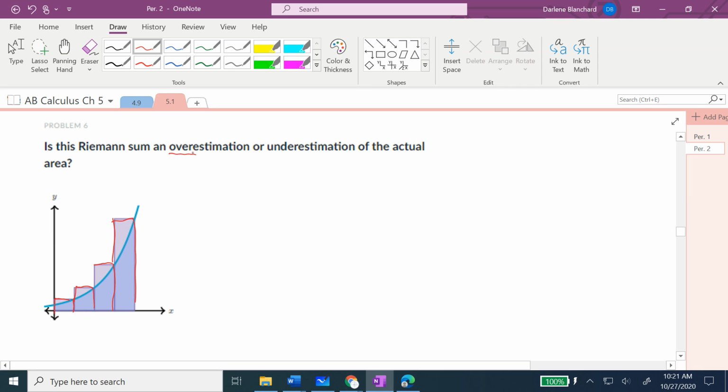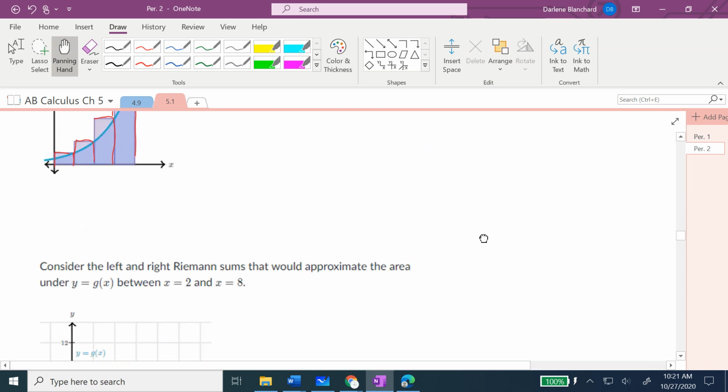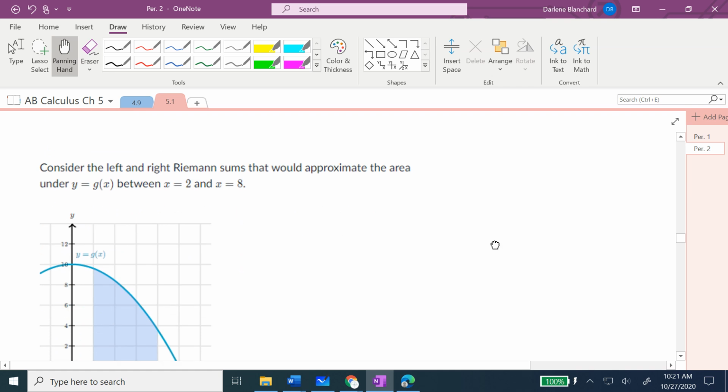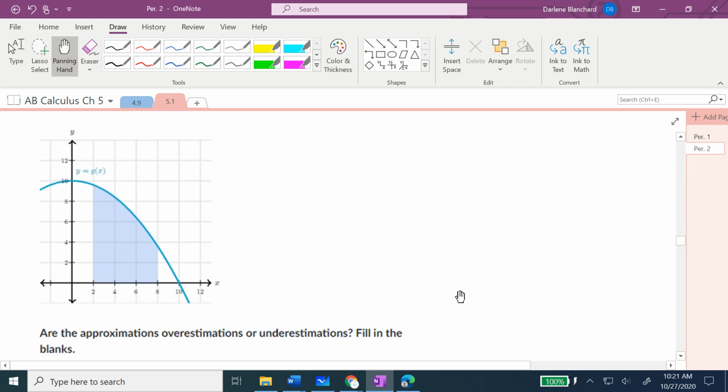Your question is, what determines the over versus the underestimation? What about the function determines it? And anytime that I need to figure out whether I need a, what was I trying to say? I'll come back to this example.